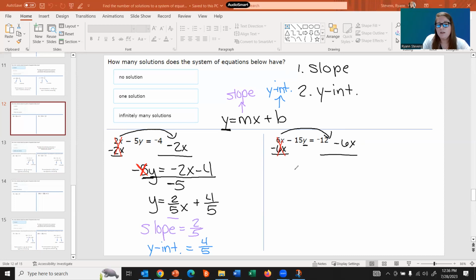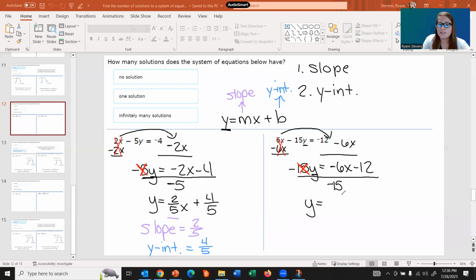And then over here, we would still have negative 15y, but negative 12 minus 6x, we can't combine those terms because one has a variable and one does not. And so we would leave this as minus 6x minus 12. And then we've got negative 15y. We want to get y by itself, so we're going to divide the whole equation by this coefficient of negative 15, which would cancel this over here, leaving us with exactly what we would like of just y by itself.